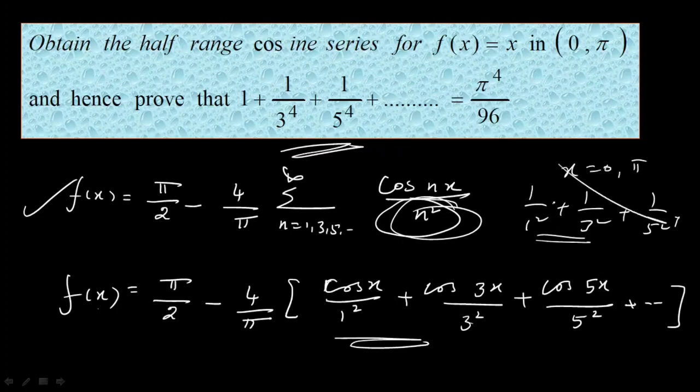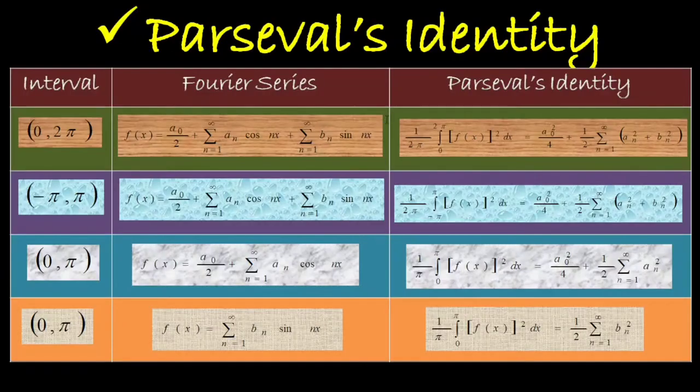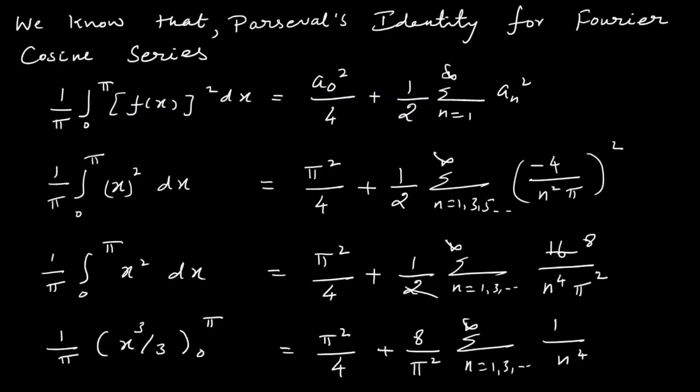Okay, that's all. But here, look, the cosine series has the denominator n square, whereas the deduction part has a power 2 times more than that. If it is like that, we make use of Parseval's identity. Let me show you the table for your reference. If it is 0 to π, the third one. Now we have to discuss the Fourier cosine series, so we make use of this Parseval's identity. 1/π times the integral from 0 to π of [f(x)]² dx equals a naught squared by 4 plus 1/2 sigma n varies from 1 to infinity a n squared.